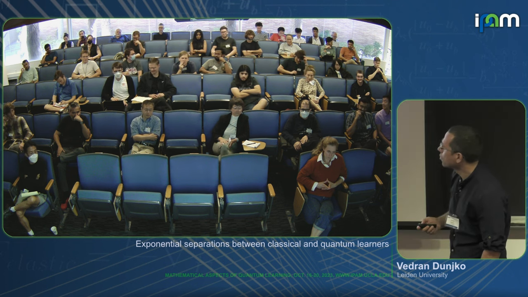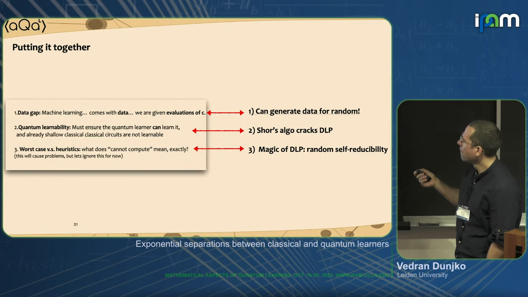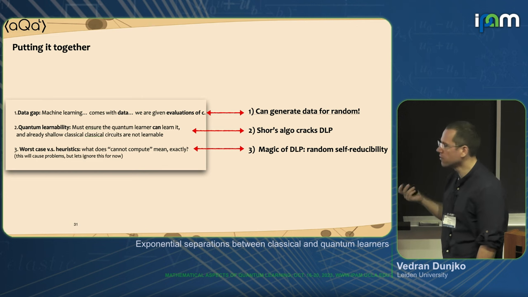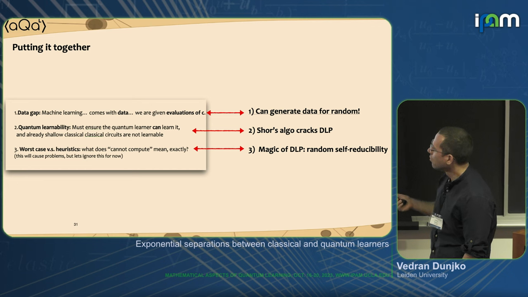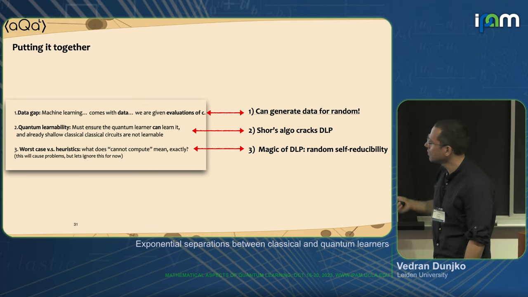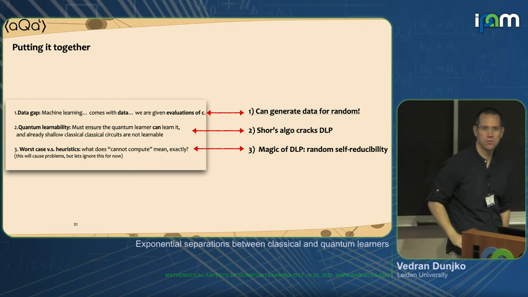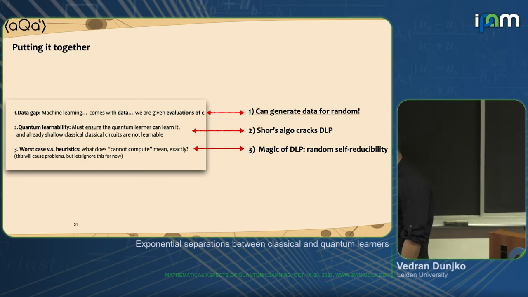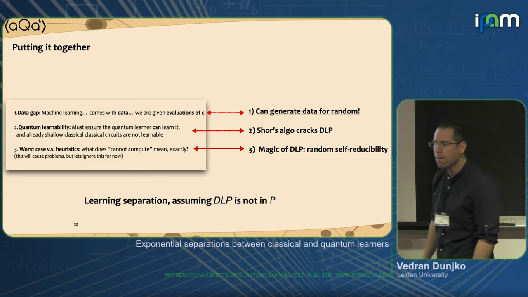Anyway, so this is how we resolve the problems, right? There was a data gap, but I can generate it, so there's no data gap. That's not the key why something is classically hard and quantum easy. Quantum learnability, I have, sure, great. Worst case versus heuristics, well, discrete logarithm already gives you all of these guarantees, right? So it's really a fantastic problem. It ticks off all of these boxes, right? Actually, it doesn't only need, sure, right?